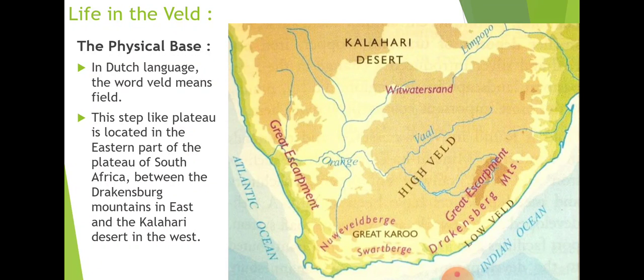This is one of the hills of the high veld, which rises from 1700 up to 1800 meters. Here the rivers Orange, Vaal and Limpopo flow along with their tributaries. Now you can see in the map Orange, Vaal and Limpopo.